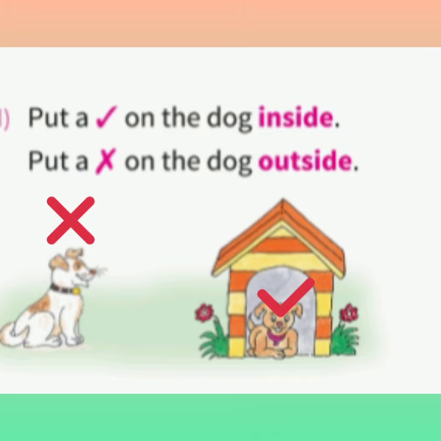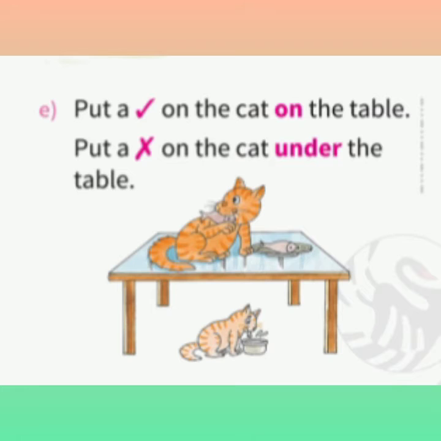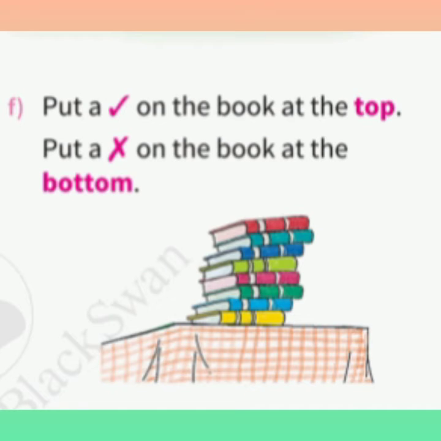Now on and under. I am going to put a tick mark on the cat which is on the table. Here we go. This is the cat which is on the table. So here I am going to put a tick mark. Put a cross mark on the cat under the table. This is the cat which is under the table. I am going to put a cross mark on this cat. Now top and bottom.